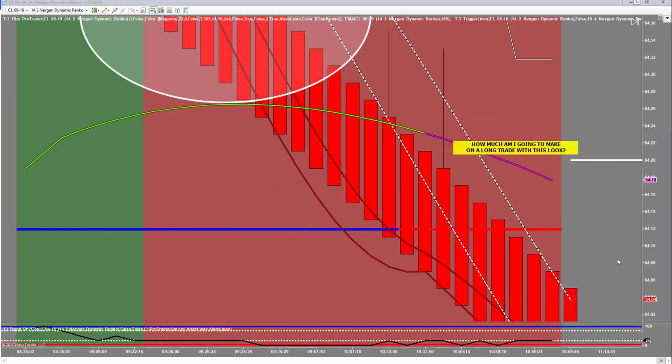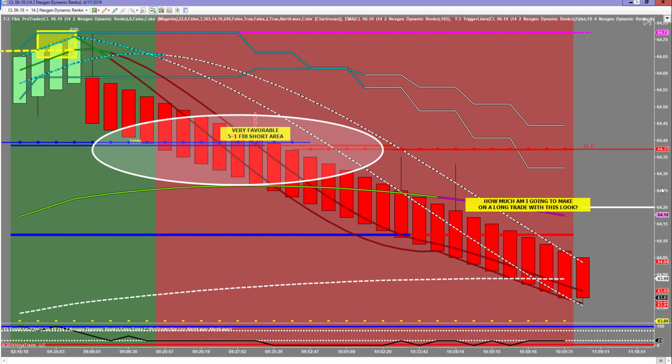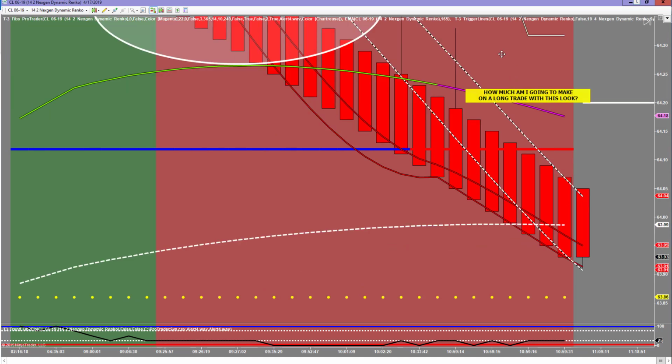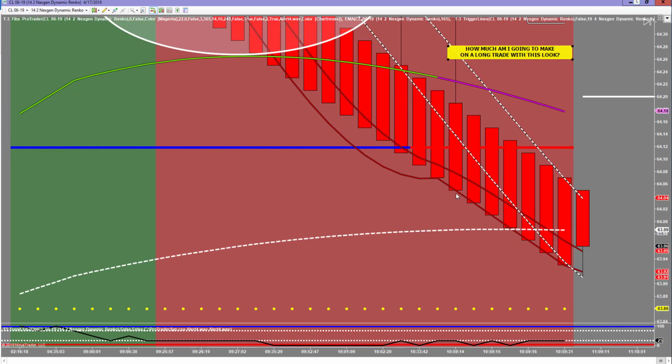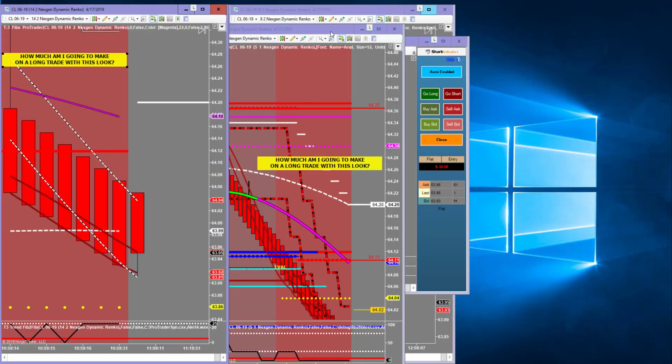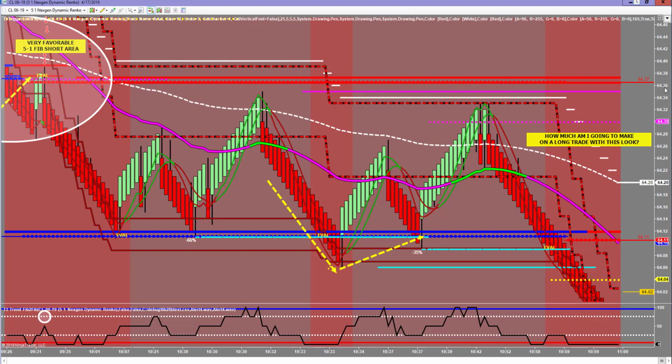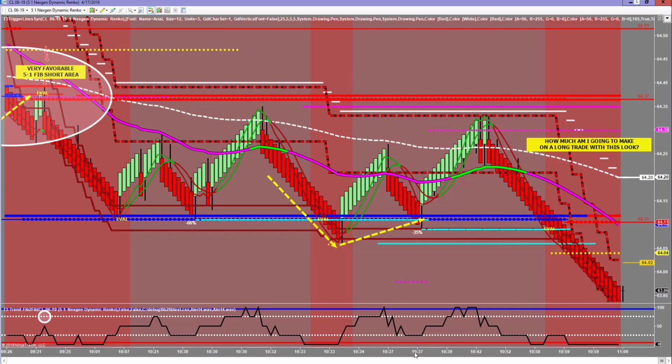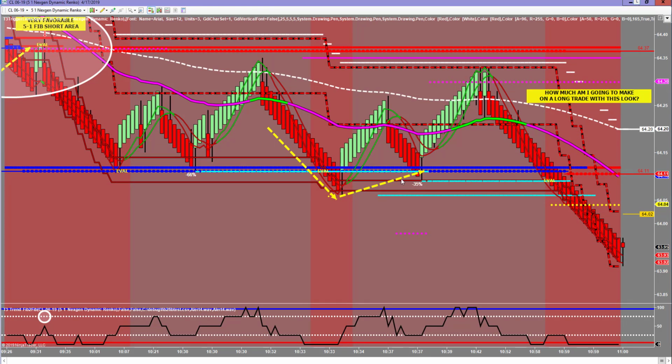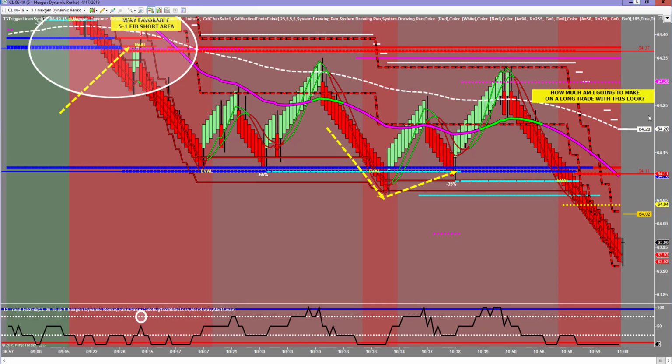All right. Now, like I said, how much are you going to make on a long trade with this look of the triggers? And that's why we don't necessarily counter trend trade against a strong trigger line look. Because this is what you end up with. I mean, granted, it did bounce a little bit, which is cute. But you can see that you're not going to make a lot of money when you have the large chart trending down.